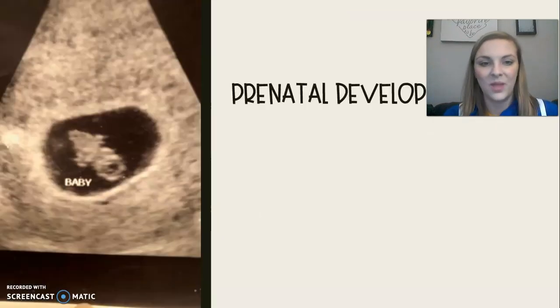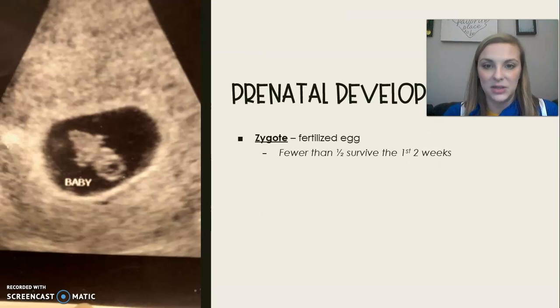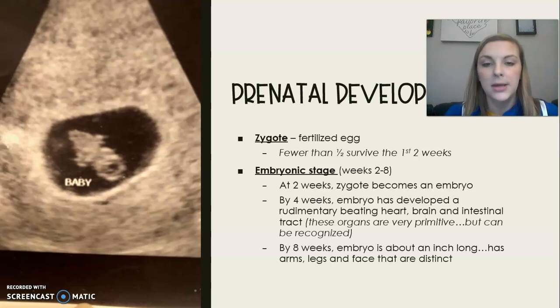chromosome. Okay, prenatal development. So a zygote is a fertilized egg, and actually only about half of zygotes survive the first 2 weeks. So what that means is that you can have a fertilized egg and then not become pregnant. Okay, that zygote doesn't implant into your uterus, and then you will not have a viable pregnancy. But after that second week, we now call the zygote an embryo.